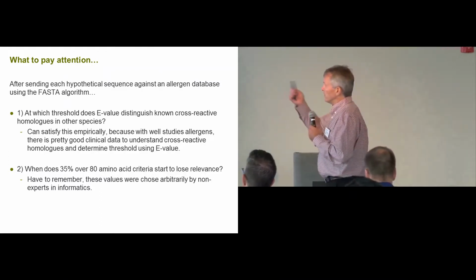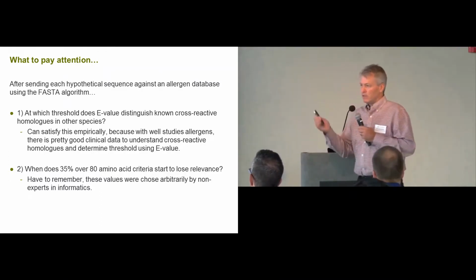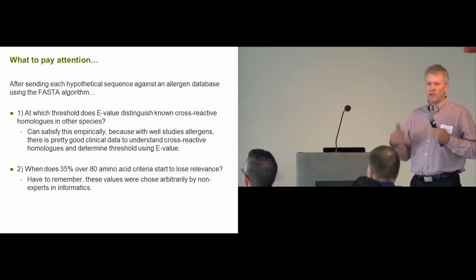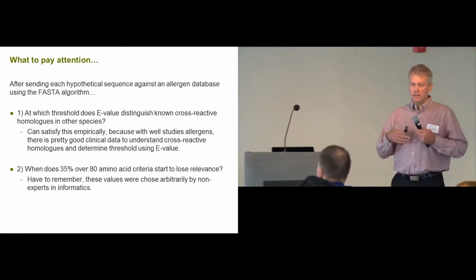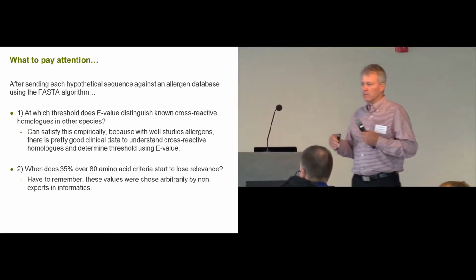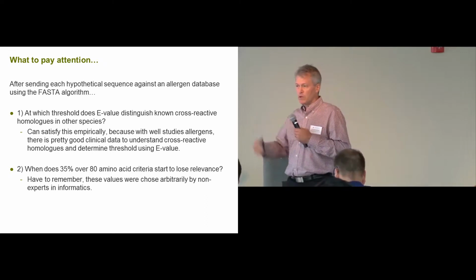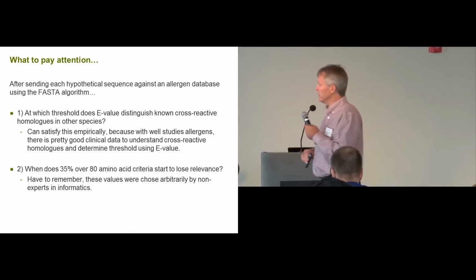So what we're going to do is send these hypothetical proteins back against our allergen database. That database has been peer reviewed. We know that that's a qualified set of sequences. Not to mention that the tropomyosin where we got the epitopes also exist in that database.